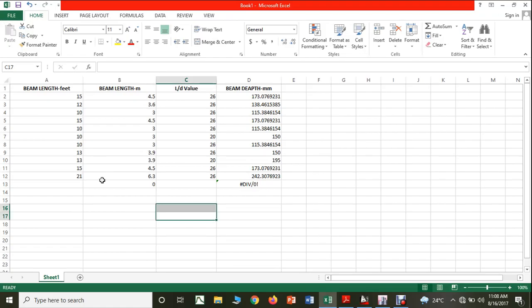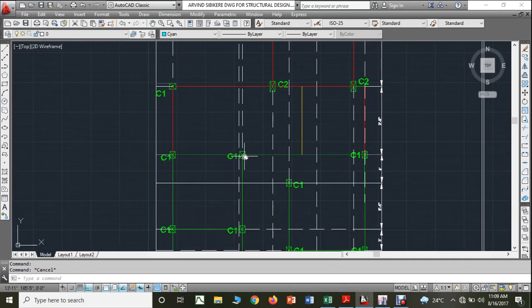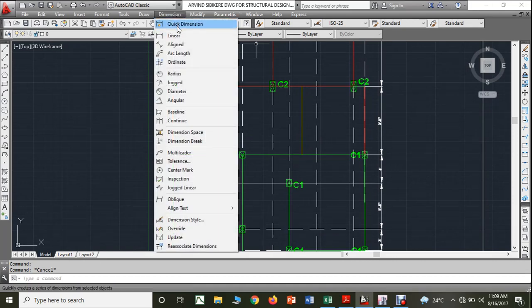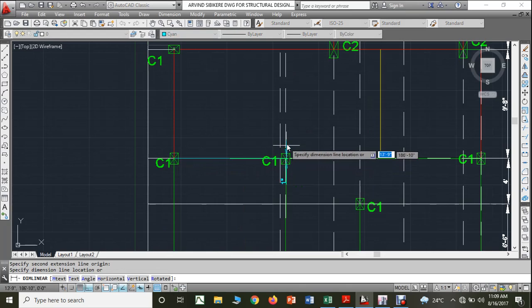So I have to take 10 feet again. So I can see 10 feet. So 26, I'm getting 115. Okay, yes. So then this beam and this entire beam is there. So you can just take dimension linear. So how much is it coming from here to here?